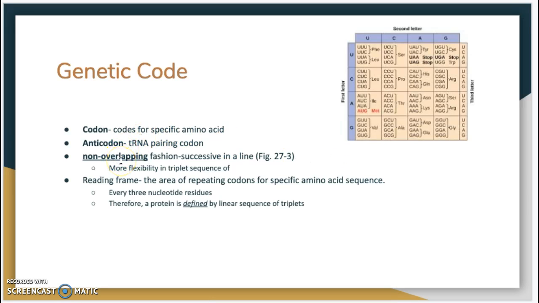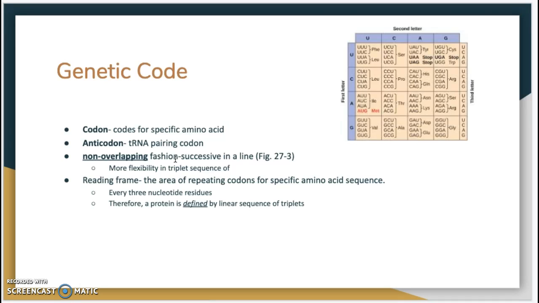One of the interesting things about this succession of the mRNA and the tRNA is that it's in a non-overlapping fashion. So basically what that means is it's just successive codons, one after another, triplet after triplet after triplet. There's no overlapping, which would cause issues with amino acid formation. And you can look in your book at figure 27-3 to look at that a little bit more specifically.